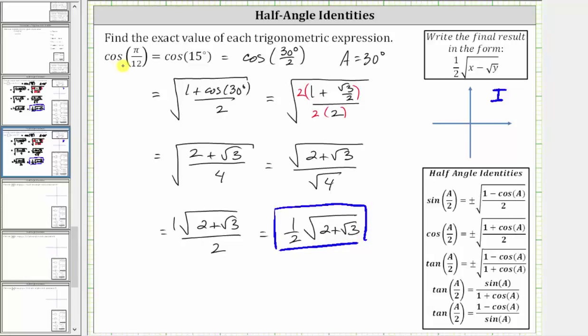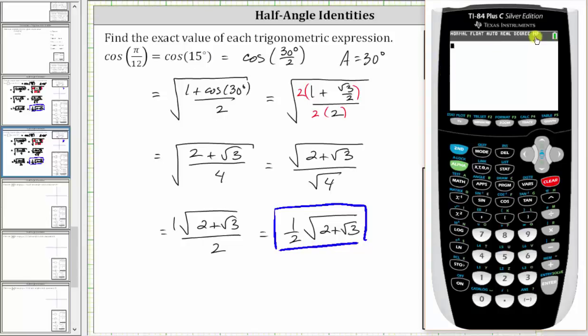Before we go though, let's verify this on the calculator. Let's get a decimal approximation for cosine 15 degrees, and then a decimal approximation for this exact value. The calculator is already in degree mode, so I will enter cosine 15, close parenthesis, enter, and I'll compare this value to this exact value, which is 1/2 or 1 divided by 2.